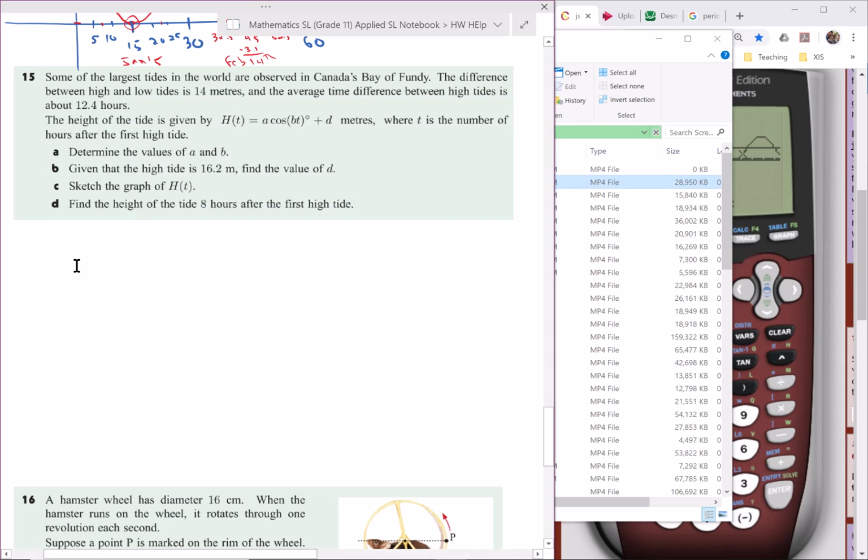Okay, we're on number 15. We're trying to model tides, right? Tides are how the ocean, you can observe, comes in and gets higher because of the moon at certain points. The moon's gravity pulls on the water and makes it look higher at certain times of the day, and then it also makes it get lower at certain times of the day.